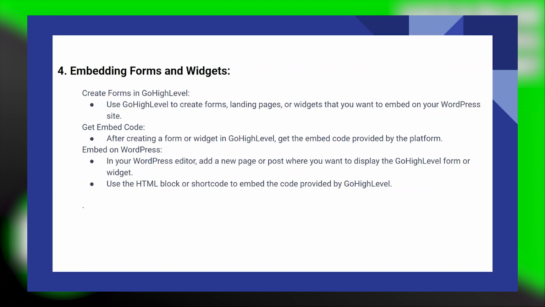After creating a form or widget in Gohighlevel, get the embed code provided by the platform. In your WordPress editor, add a new page or post where you want to display the Gohighlevel form or widget. Use the HTML block or shortcode to embed the code provided by Gohighlevel.